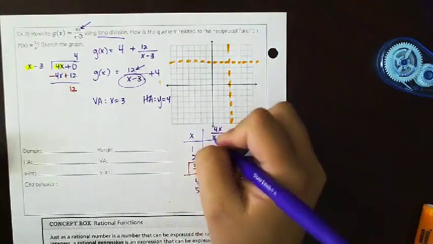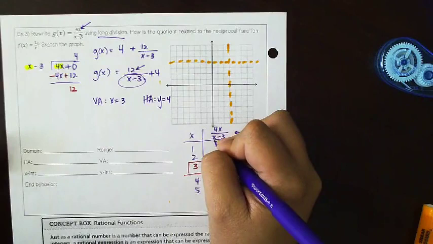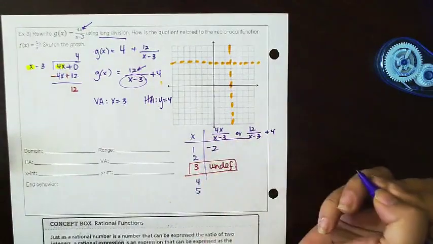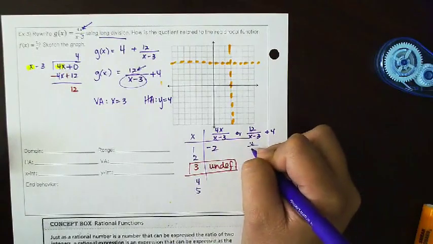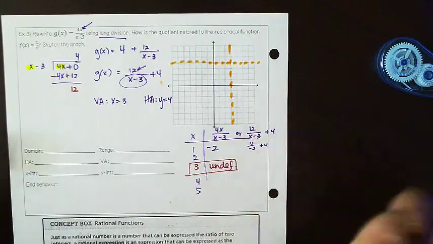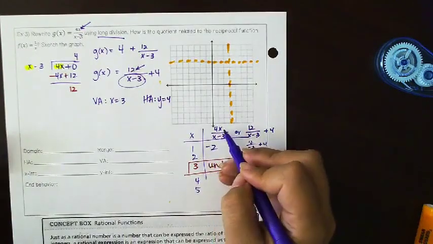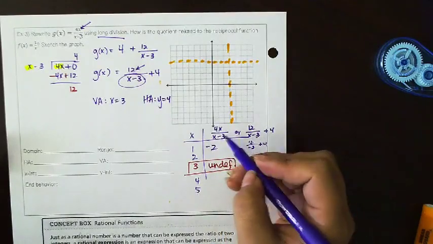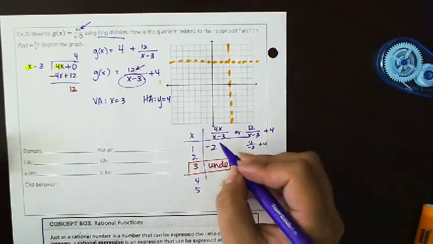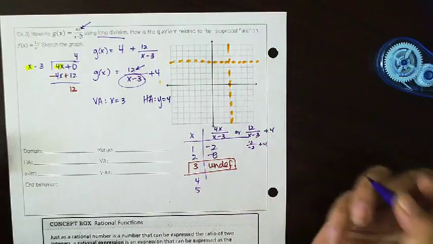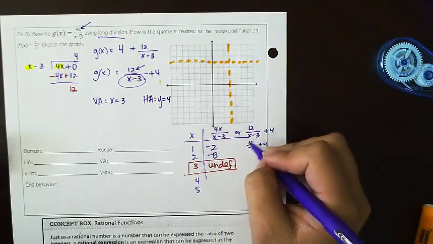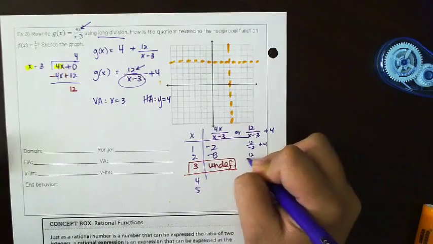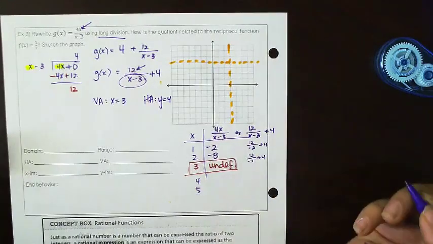So if I plug in 1, I get 4 over negative 2, which is negative 2. It's the same thing as if I plugged it in here. 12 over negative 2 plus 4, that's still negative 2. If I plug in 2, I get 8 over negative 1, so that's negative 8. And if I plug in 2 here, I get 12 over negative 1 plus 4, which is still negative 8.